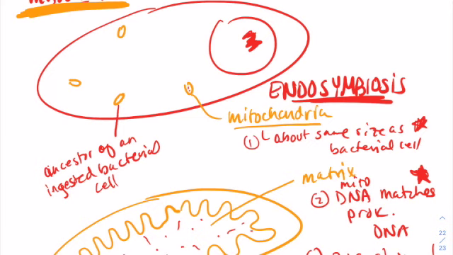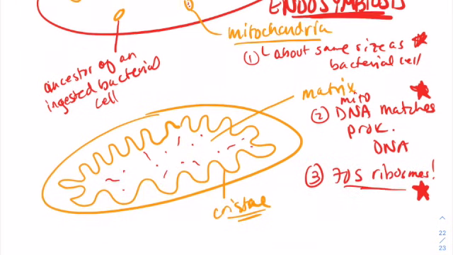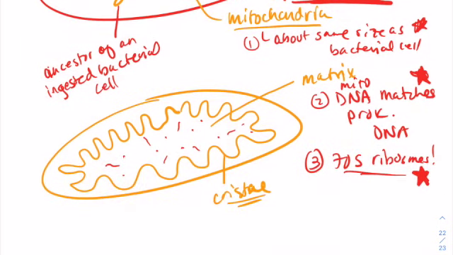Endosymbiosis. And the three reasons that we believe that the mitochondria is the result of a long ago ingested bacterial cell: because it's the same size as a bacterial cell, but that's not really much evidence there. But 2 and 3, these are the big deals here. Mitochondrial DNA matches that of prokaryotic DNA.